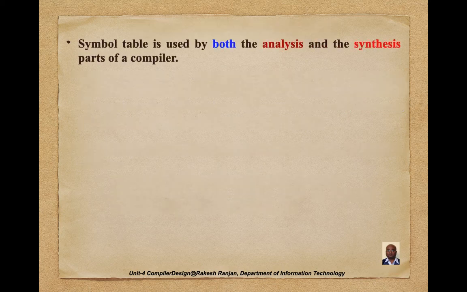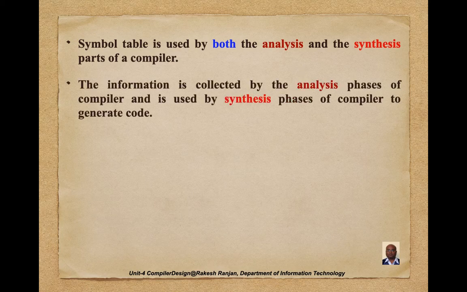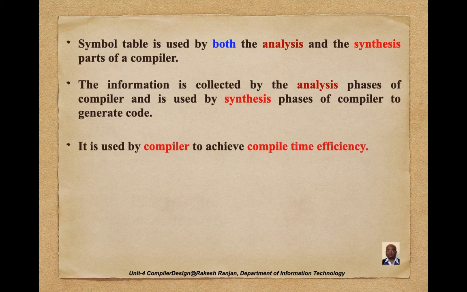Symbol table is used by both the analysis phase as well as the synthesis phase. The information is collected by the analysis phase of the compiler and is used by the synthesis phase of the compiler to generate the code. It is used by the compiler to achieve compile time efficiency.